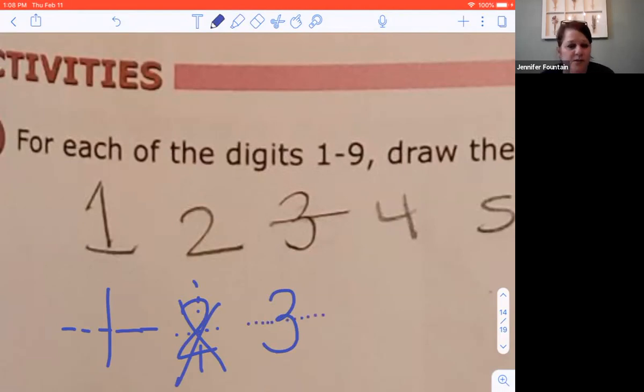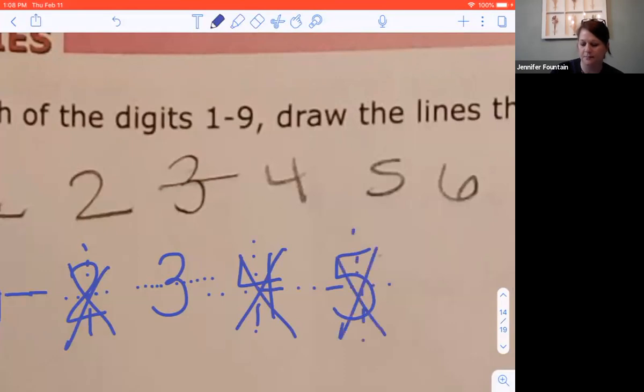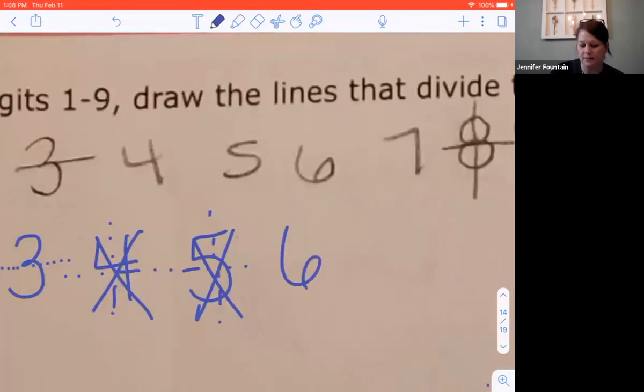Obviously, the printed 3s are going to do much better than our handwritten 3s. With a 4, again, I can't cut it like that. That doesn't work. That doesn't work. So that one doesn't work. 5, that doesn't work, nor does that. 6, nope, doesn't work.